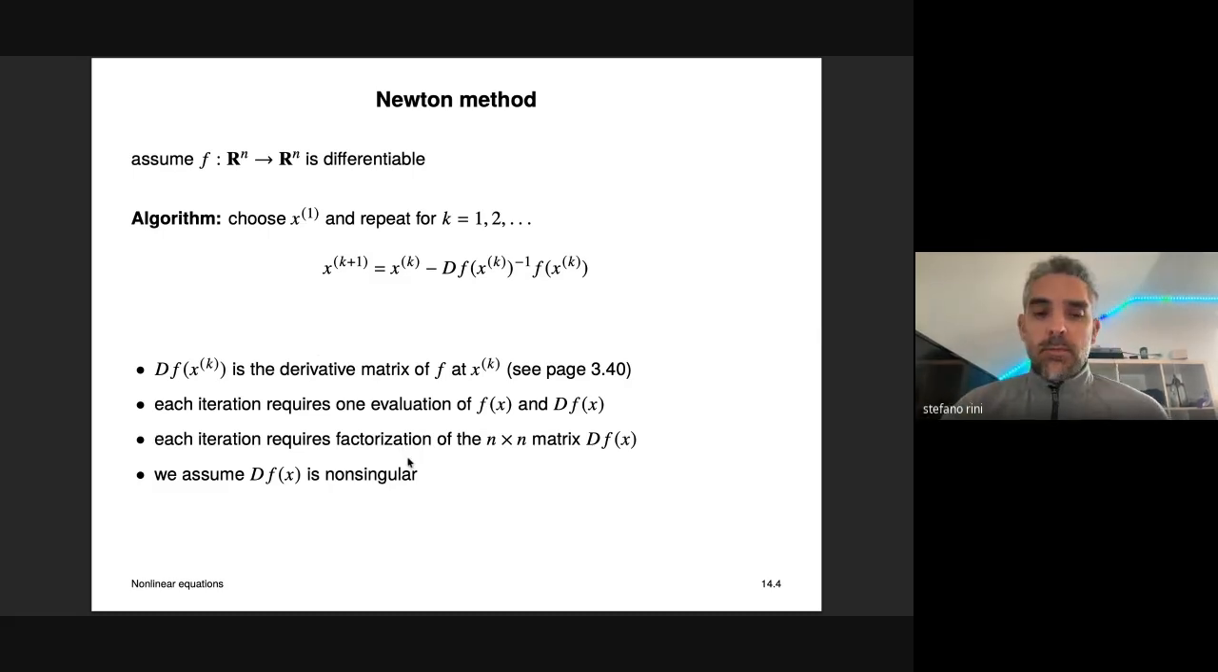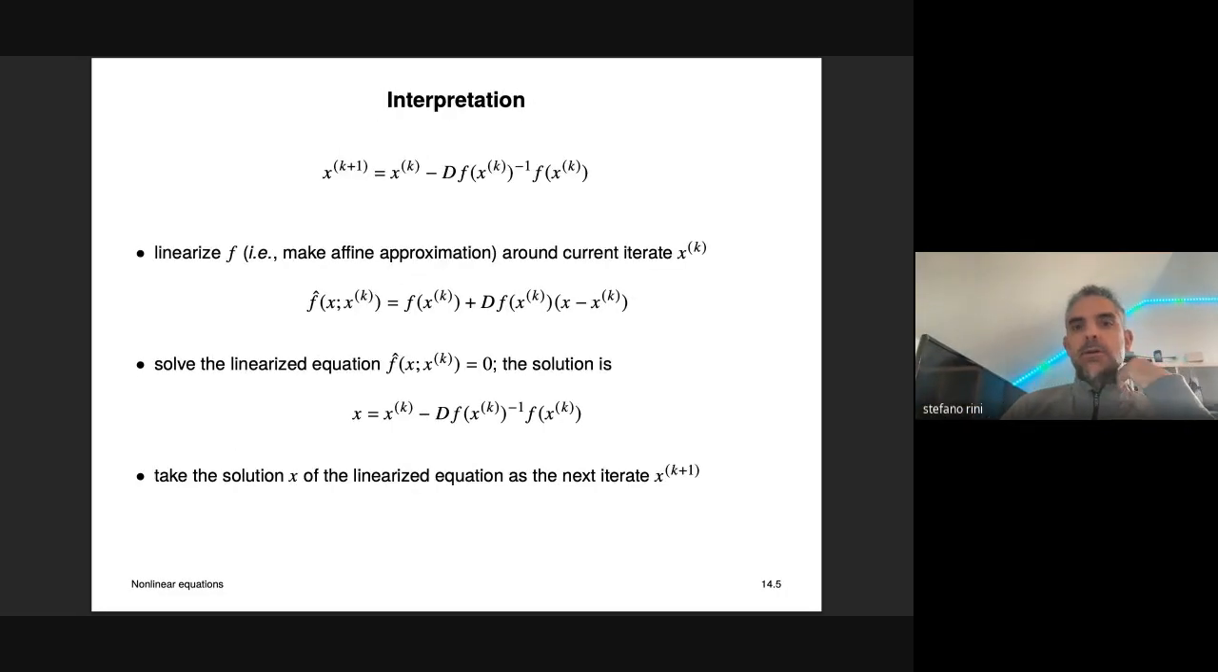Good, but what we know is that we need to factorize this matrix D, this Jacobian matrix, in order to do this inverse, and we just hope that this is non-singular. So for the time being, let's just assume that it's non-singular. The interpretation of the equation is that we are linearizing the approximation around a certain point, x_k. Once we have this linearized equation, we solve it in order to find the next step, and then we repeat this recursively.